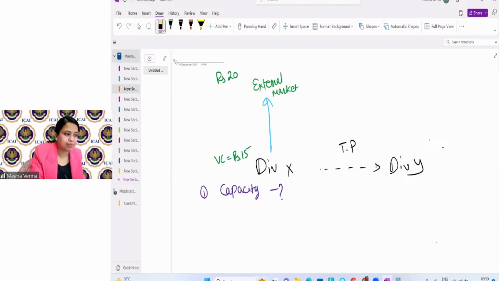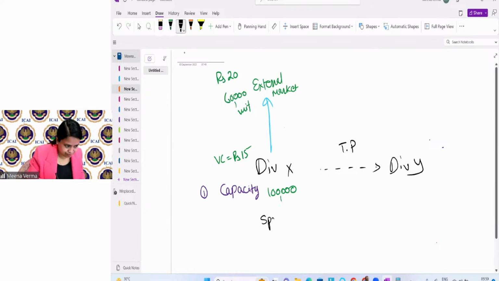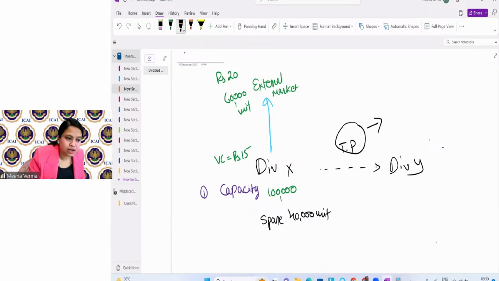For example, the capacity here is 1 lakh. See what is the demand in the market. If the demand in the market is 60,000 units, you can see there is a spare capacity of 40,000 units. Now, if this department is demanding units up to 40,000 units, it is so simple.